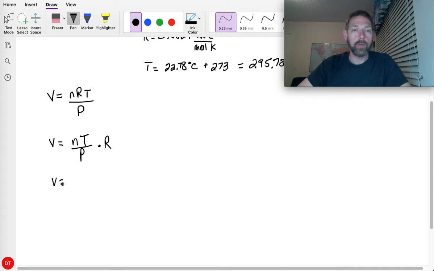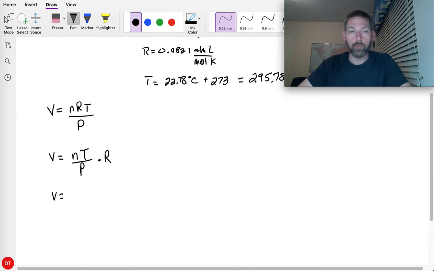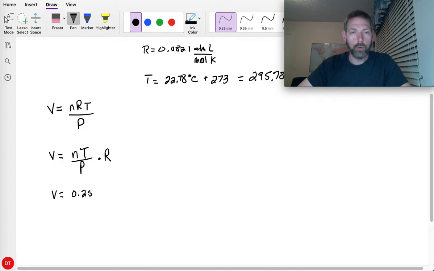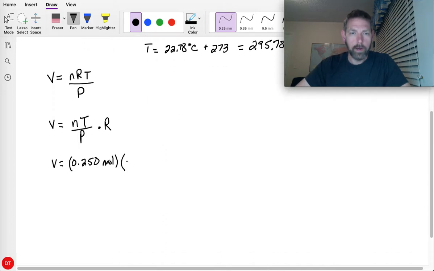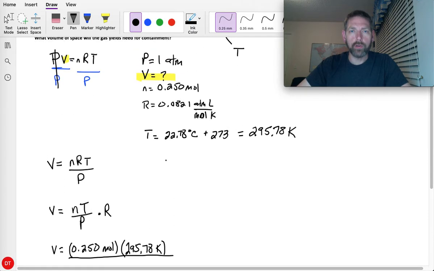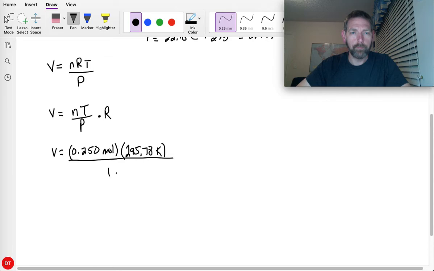So now we have volume equals, well, N is 0.250 moles. So that's 0.250 moles times temperature. Temperature, we've got 295.78. That's Kelvin. All over P. And the pressure was 1 atmosphere. Times R. So R is 0.0821 atmosphere liters per mole Kelvin.